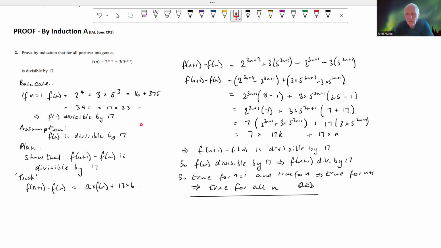Now, there are one or two variants on how we do this, but for this particular one, what I'm going to do is show that the difference f of n plus 1 minus f of n is divisible by 17. Then because f of n is assumed to be divisible by 17, if this whole thing is divisible by 17, it means that this part is divisible by 17. In the case where you've got this kind of property, this is the sort of thing you might want to do.